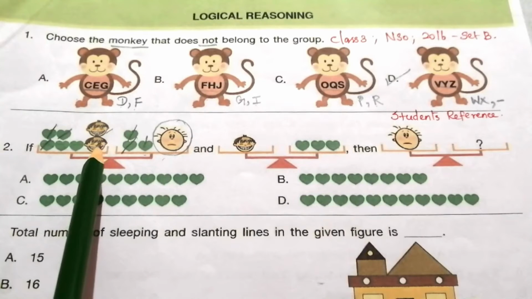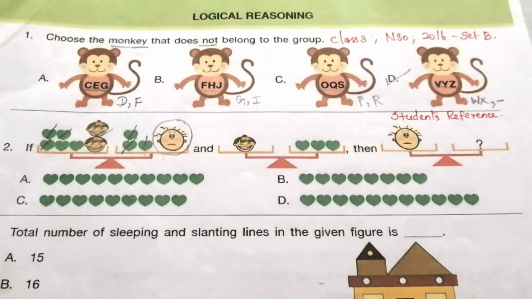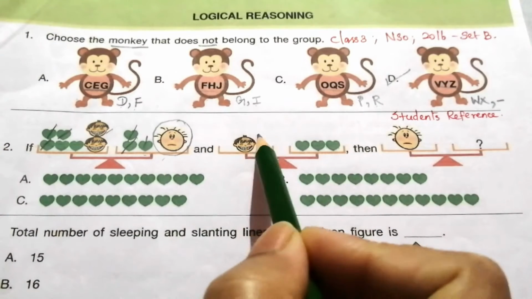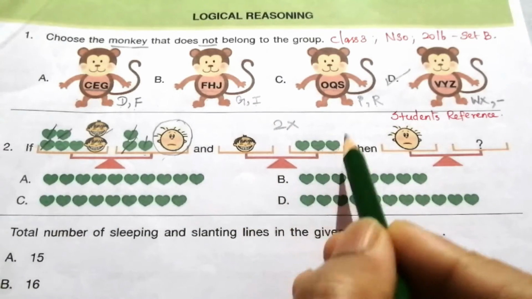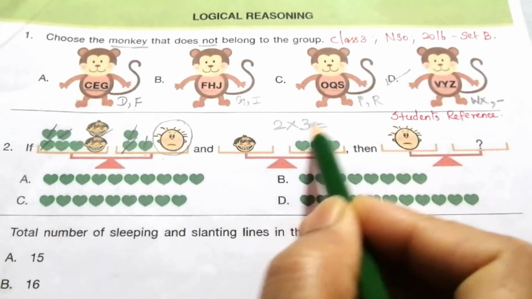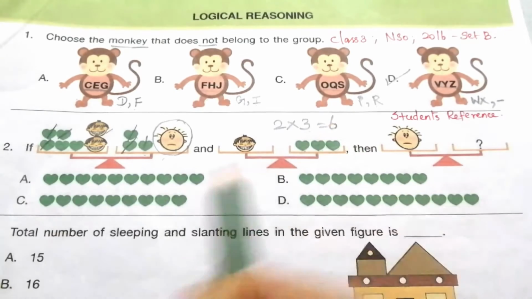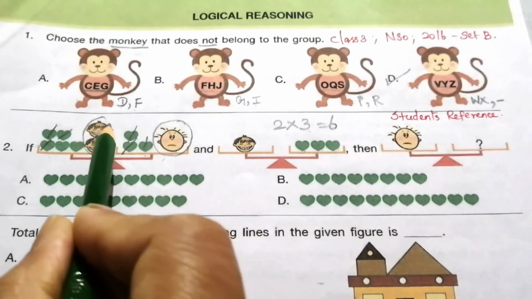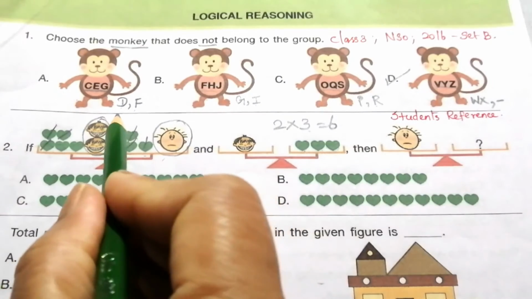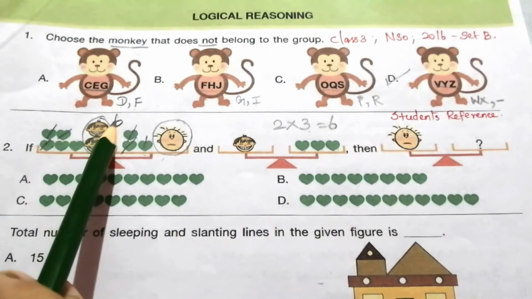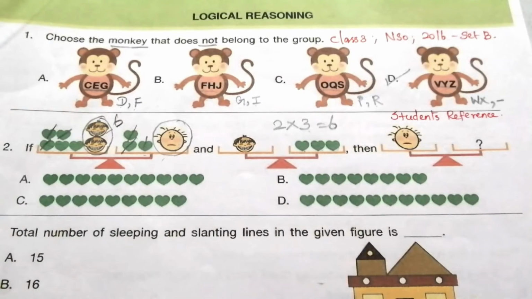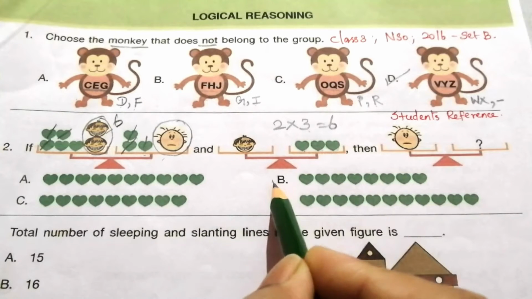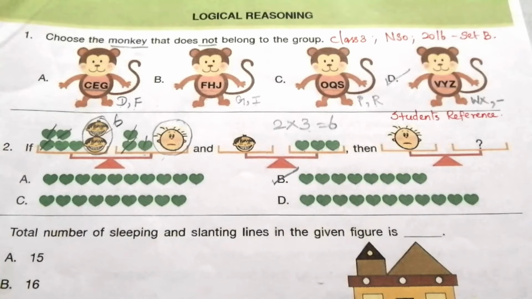So here two pictures are given. So this figure is equal to 2 into this 3 hearts. 2 threes are 6. So these two are equal to 6 hearts. 6, 7, 8. So this one is equal to 8 hearts. So our answer is B, 8 hearts.